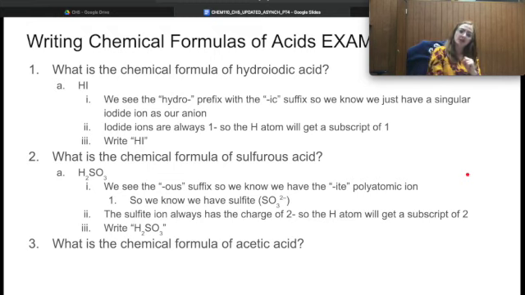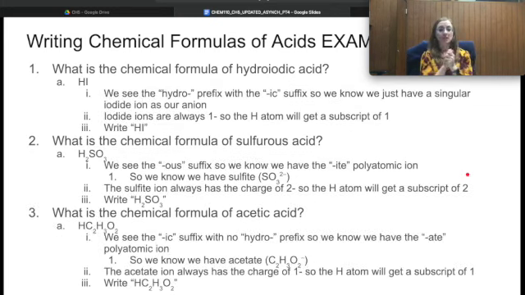So HC2H3O2. We don't combine the H's. We want to leave the H out in front because it is showing that it's an acid. So if you're writing the chemical formula of acetic acid, we don't write C2H4O2. We write HC2H3O2 because this gives us an acid-style chemical formula. Our chemical formulas are always going to start with hydrogen if we have an acid.